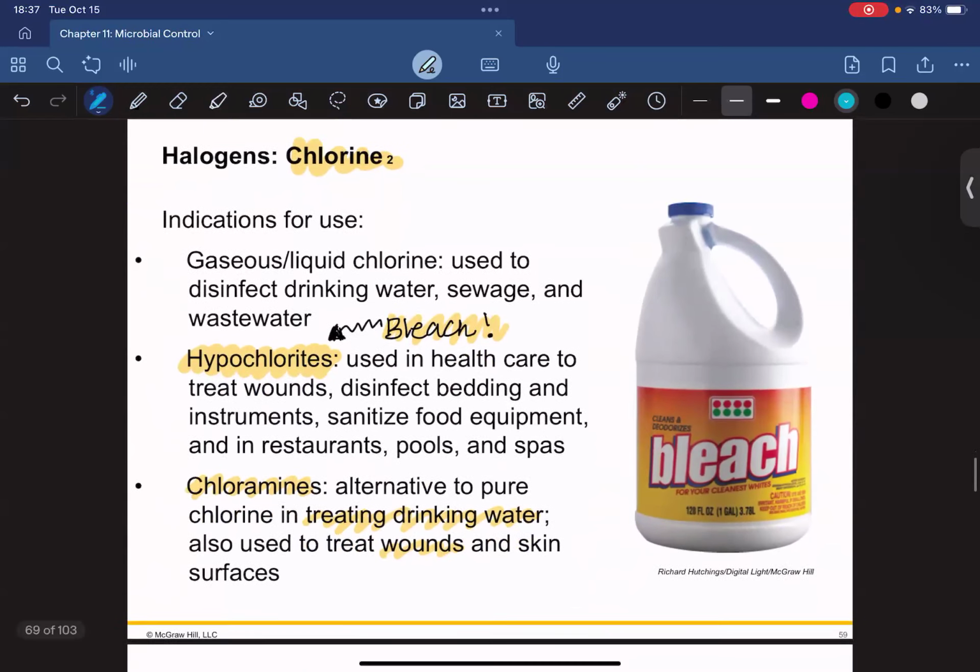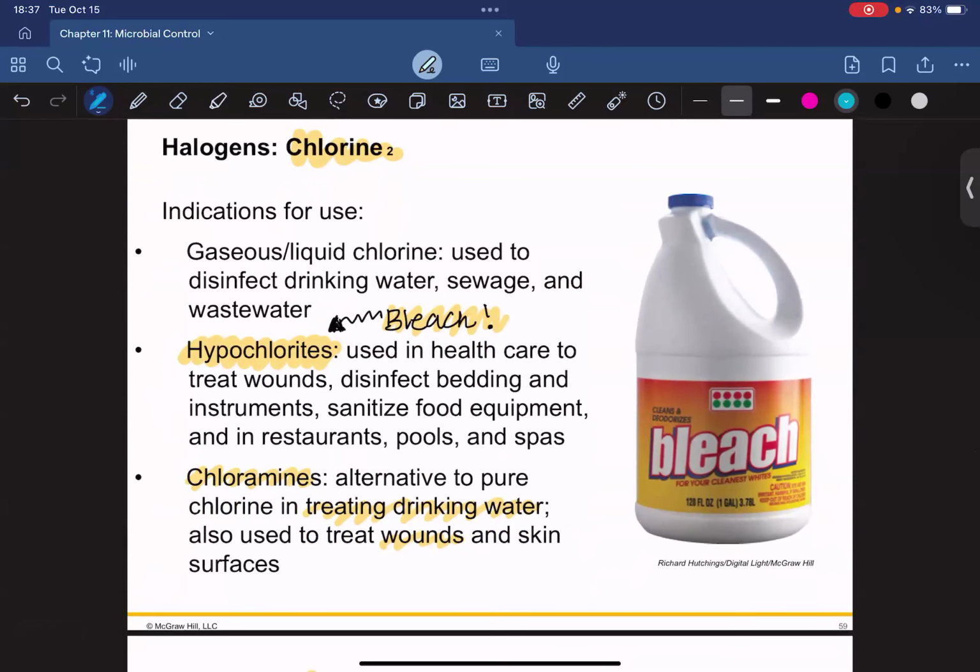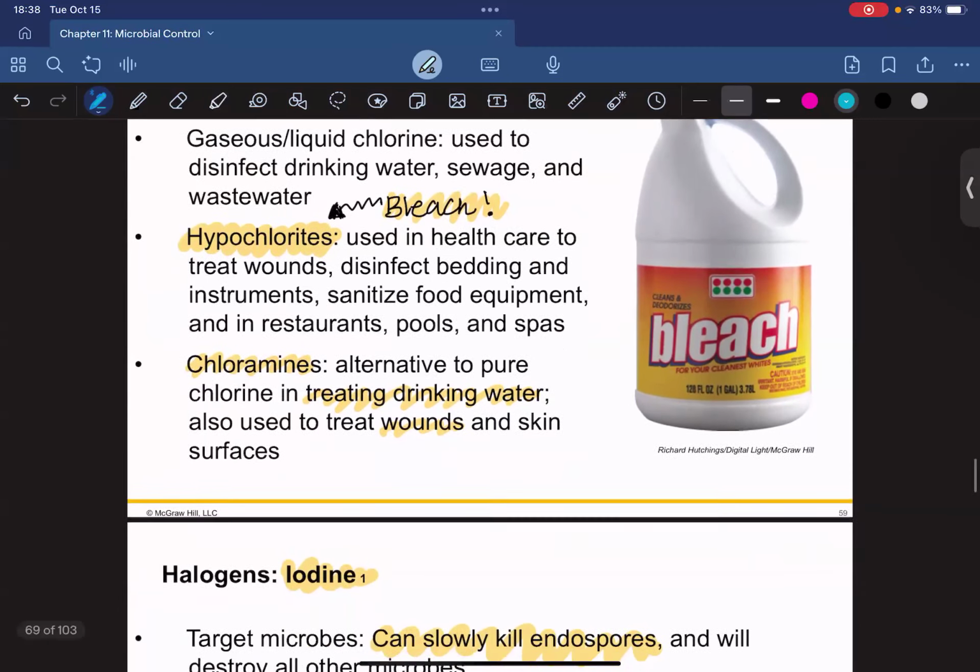This includes hypochlorites like bleach. Bleach is a chlorine compound. So I know people use this, right? This is super, super commonly used everywhere, hospitals and homes, restaurants, everywhere. Hypochlorites like bleach. And chloramines we add to drinking water and to treat wounds.